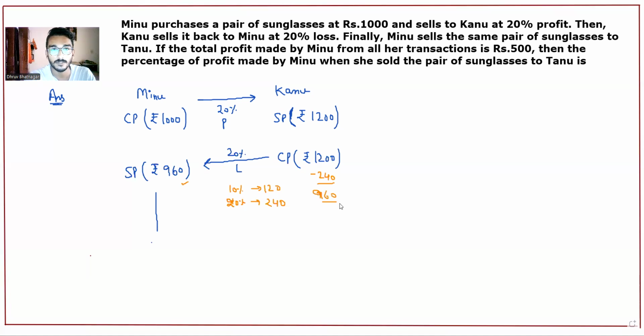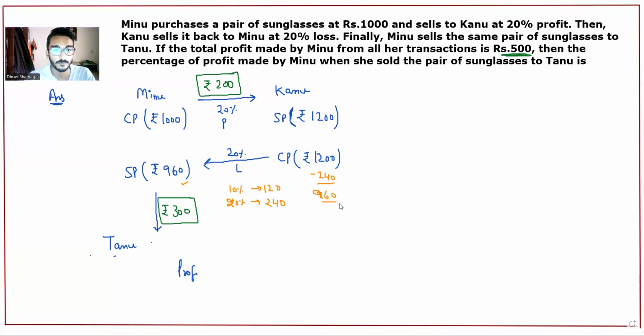Now, Minu sells the same pair of glasses to Tanu. And the total profit made by Minu from all the transactions is 500 rupees. So the profit of Minu is 500 rupees total. So Minu has gained 200 rupees here. And the remaining 300 rupees must be from here. So Minu gained a profit of 200 from Kanu and the remaining 300 she will gain from Tanu.